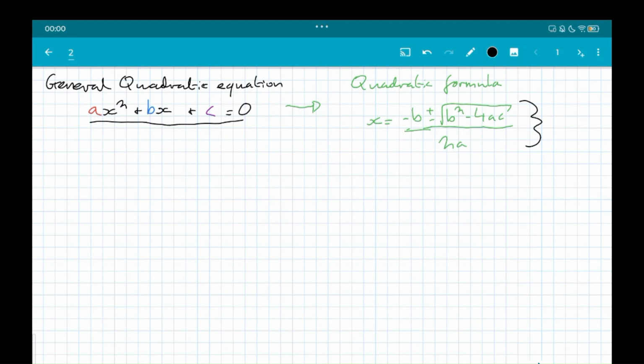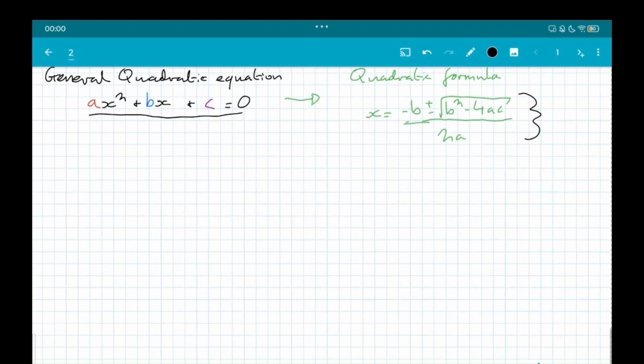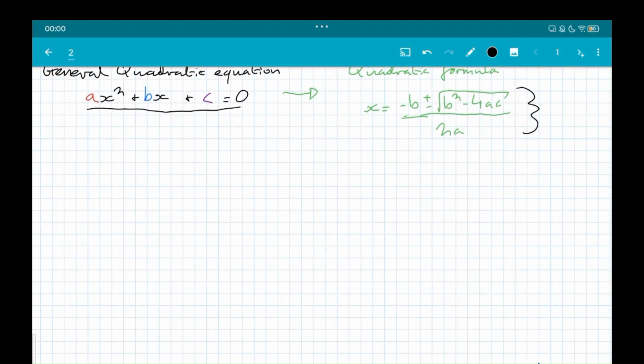But how do we get from this general quadratic equation to its quadratic formula? That's what we're going to be looking at in today's video. So the first step here is to identify what we actually have. And we have here a complete the square.